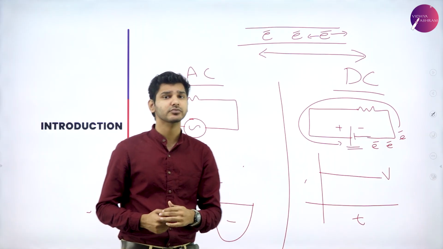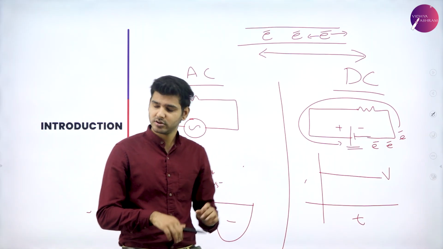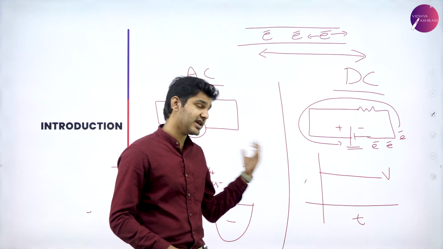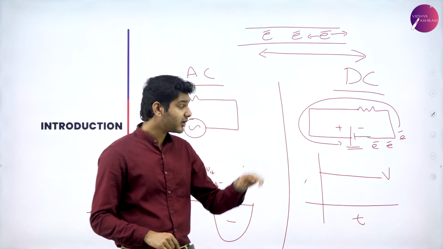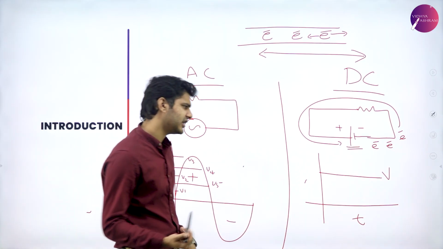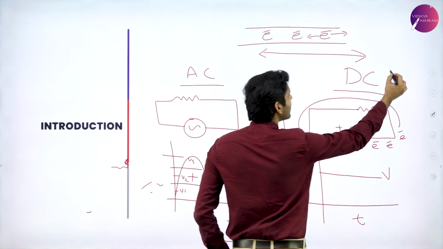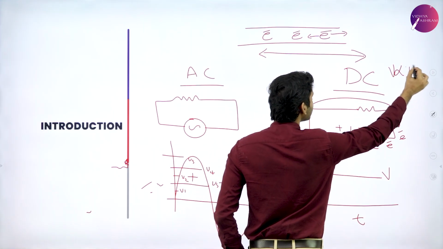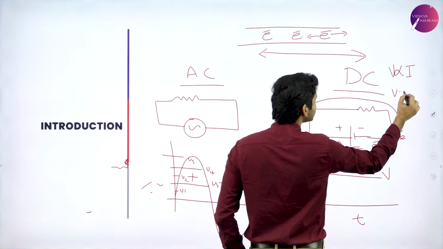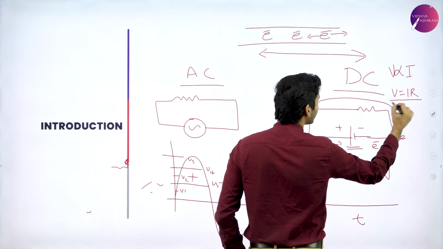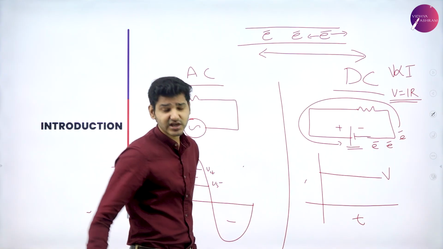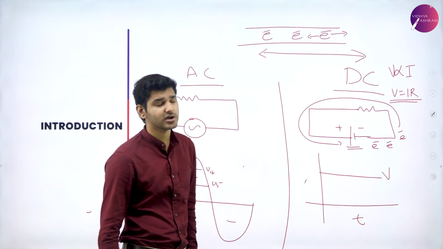And one more thing, Ohm's law is applicable to DC and AC currents, no problem. If we apply Ohm's law to DC current, we get a simple value, that is V is directly proportional to I, or we can simply say that V is equal to IR. We can apply Ohm's law directly because the current is not changing, the voltage is not changing.